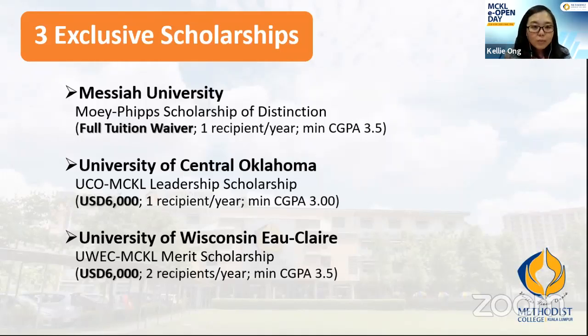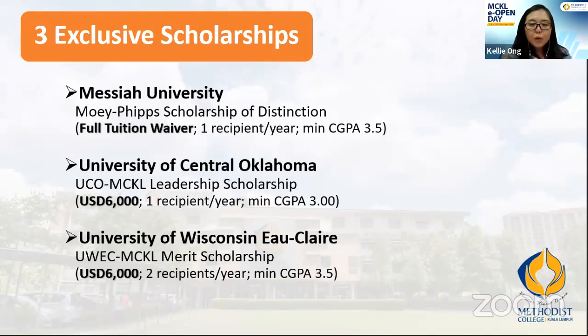The next one is the University of Central Oklahoma. Sometimes this one can change year by year, but at present it is valued at 6,000. One recipient per year, minimum CGPA 3.00. The third one is with the University of Wisconsin Eau Claire, valued at 6,000 for 2 recipients per year, minimum CGPA of 3.5.